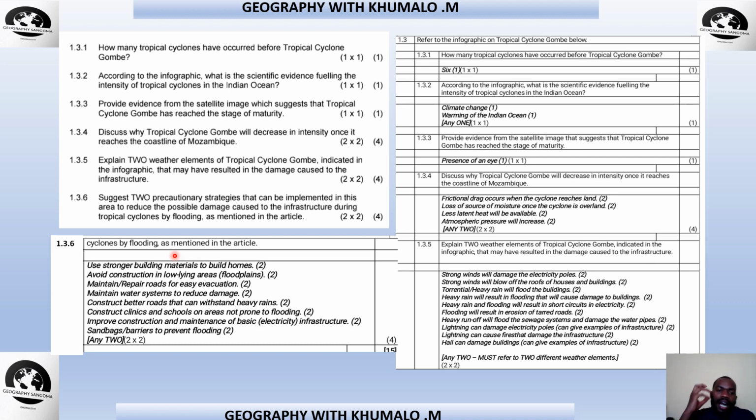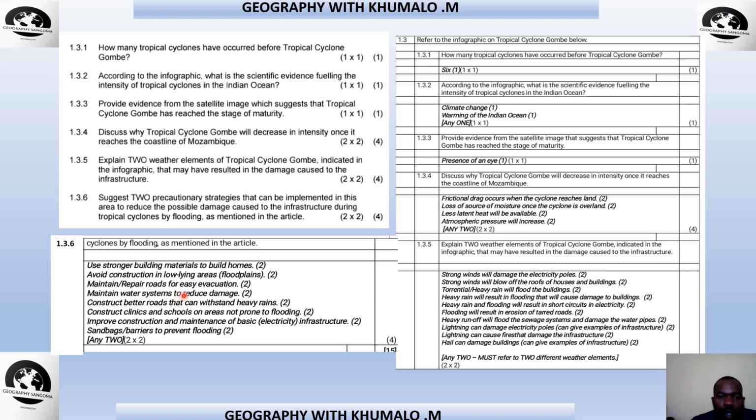Now, from question 1.3.5, we have talked about how this infrastructure can be damaged. Now, what are the possible solutions? That's what you were asked. Here is my answer then. Use stronger building materials to build homes, which is buildings. Avoid construction in low-lying areas, those in floodplains, because they can be easily flooded.